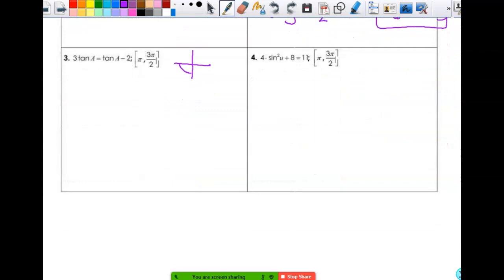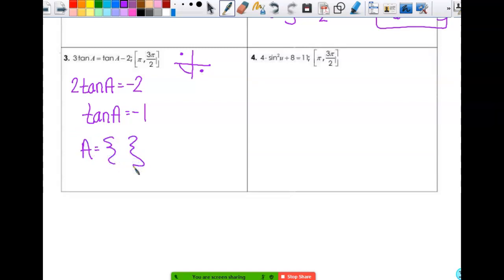So I'm going to solve this. Let's see, I'll move my tangent A to the left, so that'll give me 2 tangent A equals negative 2. So tangent A equals negative 1. Okay, so if it's 1, it's a pi over 4 angle. Tangent is negative in which quadrants? 2 and 4. So here's where tangent's negative. The only place I want an answer is in quadrant 3. Do I get an answer from quadrant 3? No. So my answer then is the empty set. There's nothing to put in there.